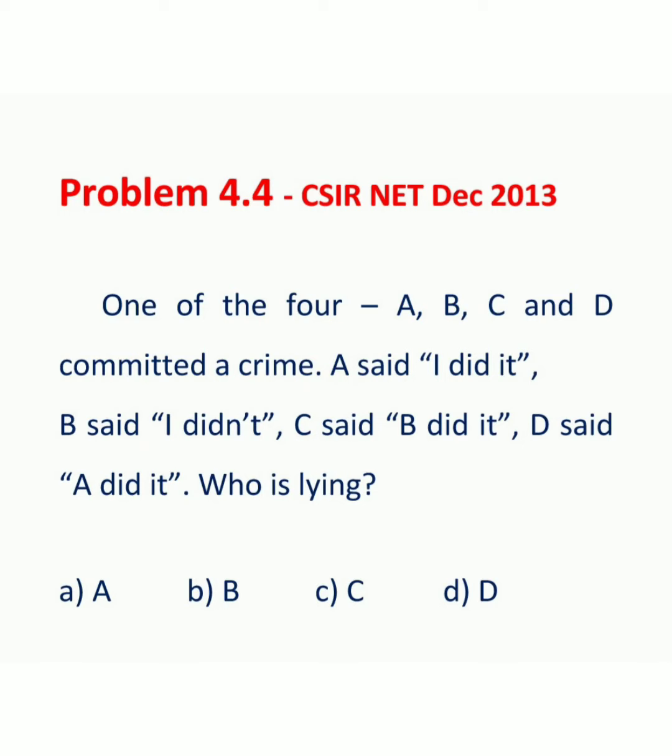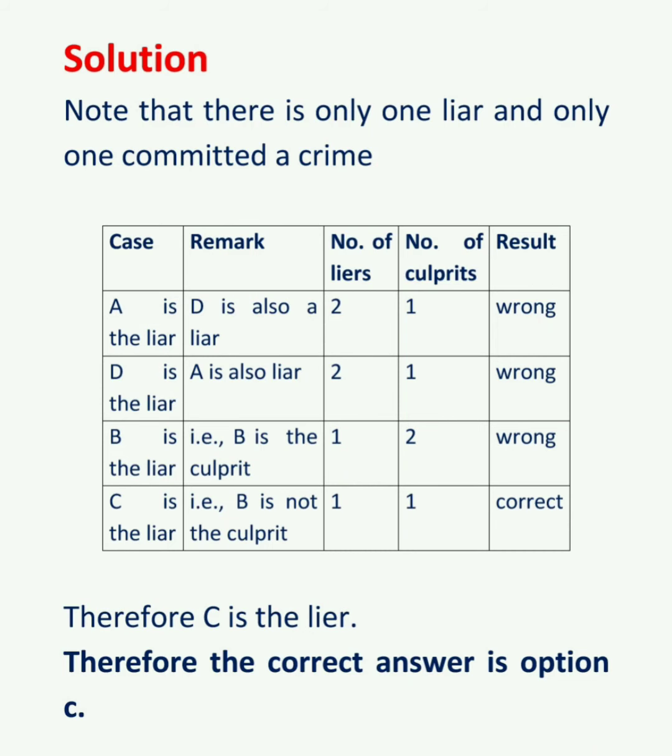Right? Problem 4.4. One of the four, A, B, C and D, committed a crime. A said, I did it. B said, I did not. C said, B did it. D said, A did it. Who is lying? Option A, B, C, D. Solution.